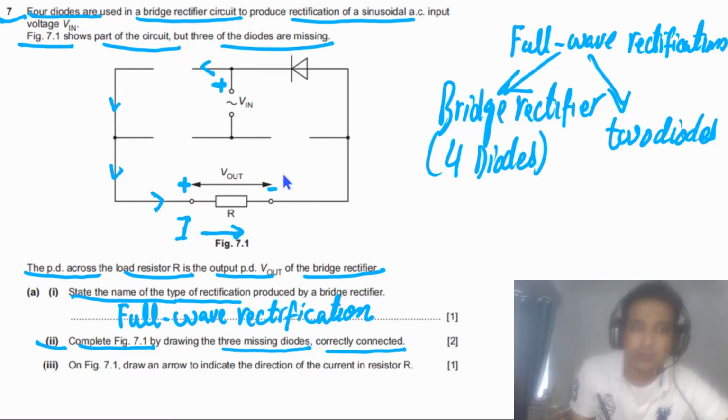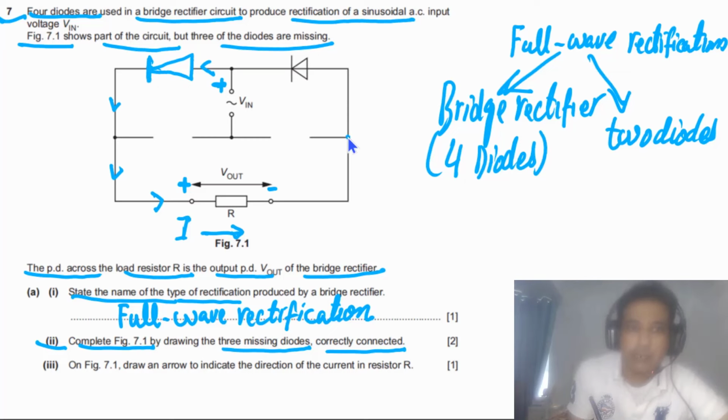So if this is positive, current cannot go this way because this is connected in reverse direction. So here we will have one diode, so we can draw the diode. This has to be in the forward direction. So this is how you can draw.